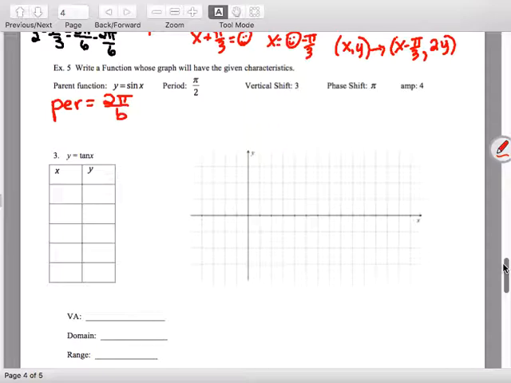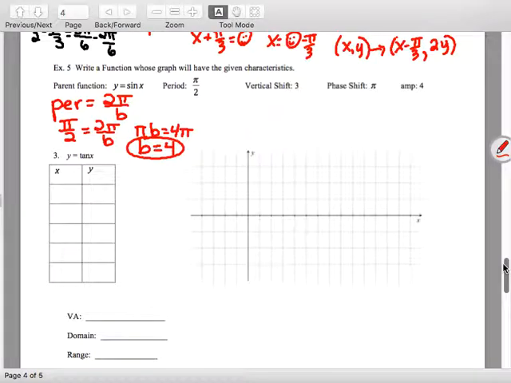You're supposed to remember that the period for sine or cosine is 2 pi over b. Well, our period is pi over 2 equals 2 pi over b. I know how to solve this. This is a basic proportion. I can cross multiply and I get pi times b equals 4 pi. Dividing by pi, b is 4.